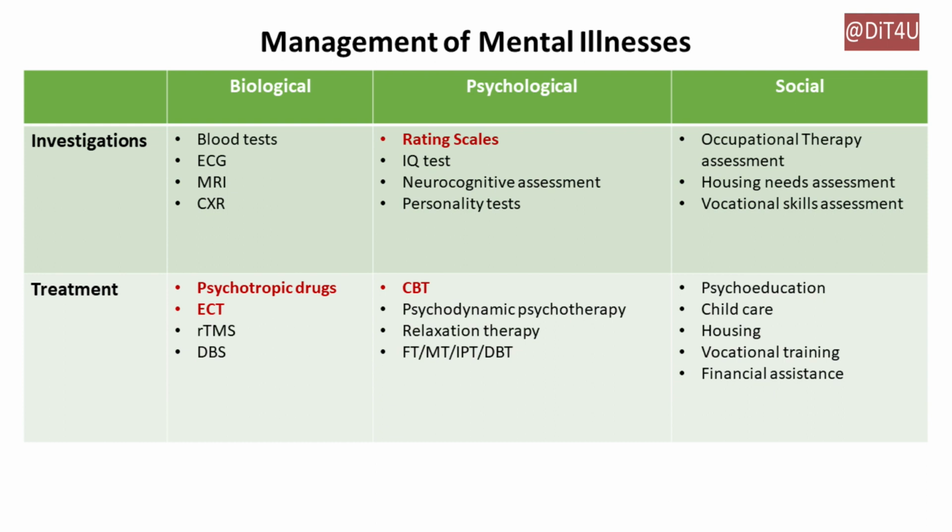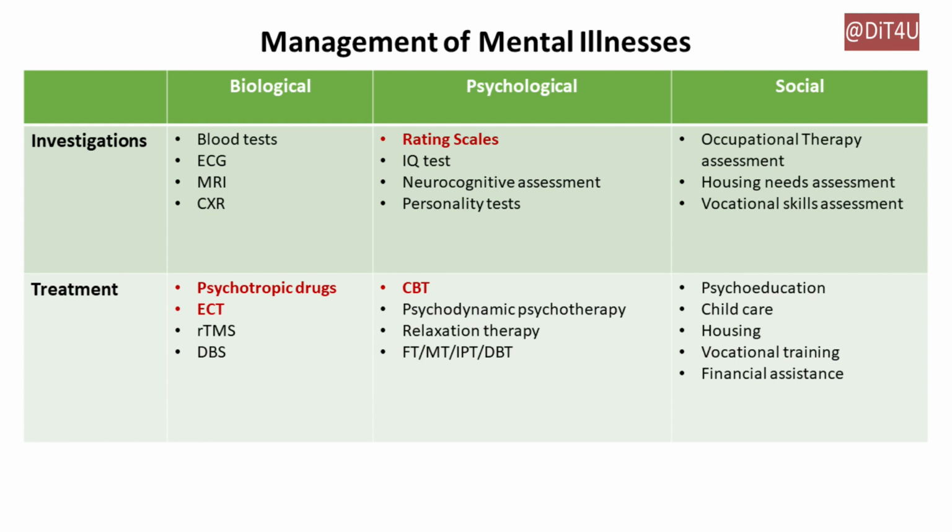Psychological: rating scales, every condition has a rating scale, as I keep telling you. IQ testing is an example. Neurocognitive assessment is an example. Personality tests, Rorschach and all those things, they are all psychological investigations. Social: occupational therapy assessment, which is like home environment assessment. Housing needs assessment, what kind of house is suitable for which kind of condition. Vocational skills assessment, what kind of job skills the person has, all those things.